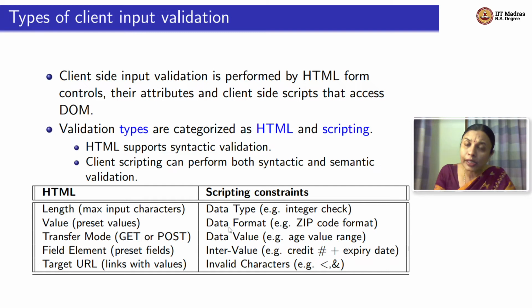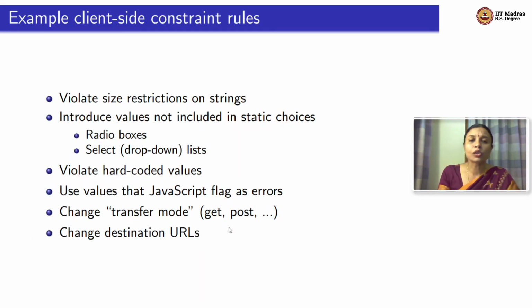So typically these are routinely done as a part of client-side development of a web application, the front end of a web application. In bypass testing, if I find such a check, I will violate it by removing that check and then send the modified data to the server to see how the server responds. Client-side constraints rules, this we already saw. I can violate size restrictions on strings. I can introduce new radio buttons, new values for drop-down lists. I can change the transfer mode, change the target URL, do several things.